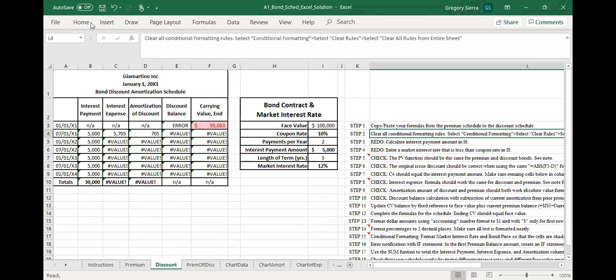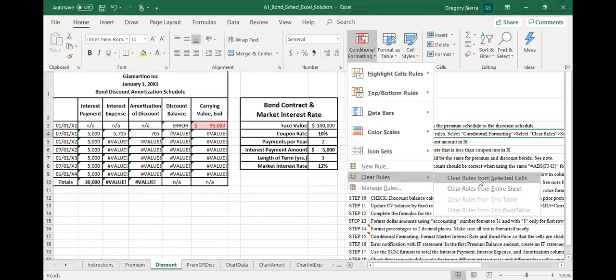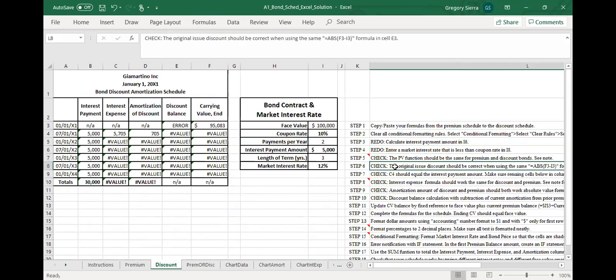Clear all conditional formatting. So I copied it, I kind of jumped ahead. So conditional formatting, clear rules, clear entire sheet. Okay, there we go. Enter a market interest rate, did that. Check the PV function, looking good. Check the original issue discount.